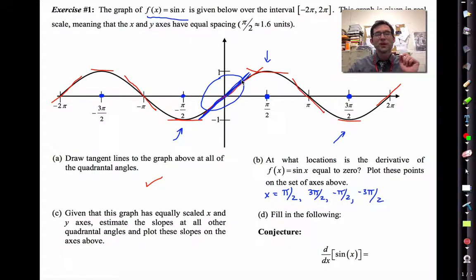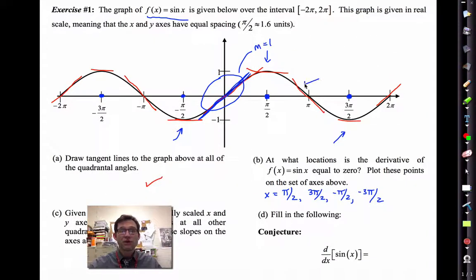Now, a lot of students will tell me y equals x, which unfortunately isn't a slope. But it's the right idea. The slope at that point is 1. All right? The slope at this point will be negative 1. The slope at this point will be 1, and by this point I mean here. The slope at this point will be negative 1, and the slope here will be positive 1.